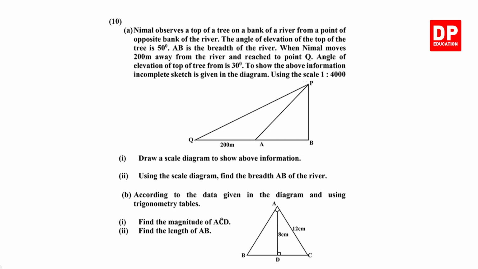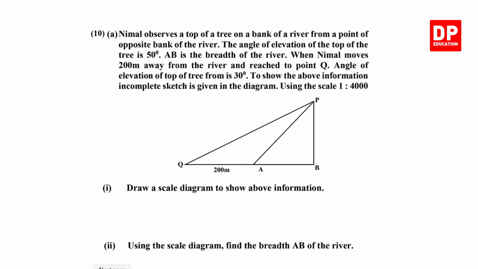It's about angles and you have to measure. And here you have to draw a scale diagram as well. Nimal observes the top of a tree on a bank of a river from a point on the opposite bank of the river. The angle of elevation of the top of the tree is 50.